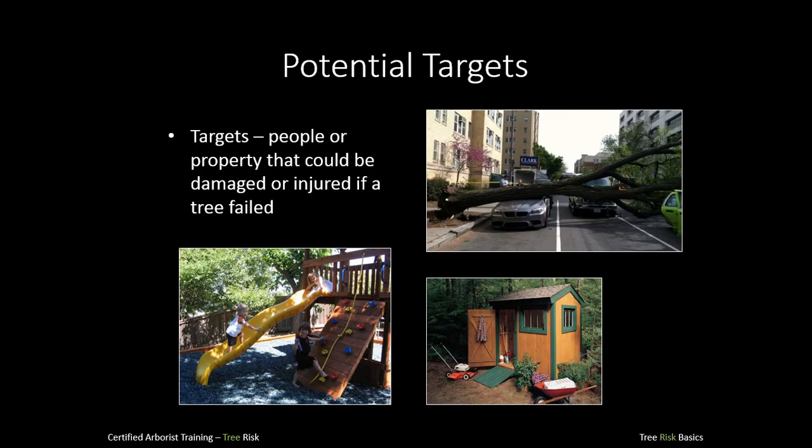I mentioned targets briefly before. Targets are people or property that could be damaged or injured if a tree fails. So if you look in the picture on the top, that car is obviously a target that could be damaged by that whole tree failure. Pedestrians walking by could have been injured. Often sites have more than one target, and when it comes to movable targets or moving targets like a car or a person, we need to kind of gauge how often we think people will be in the area.